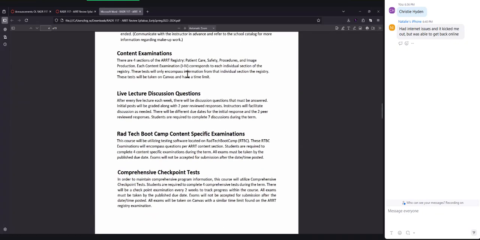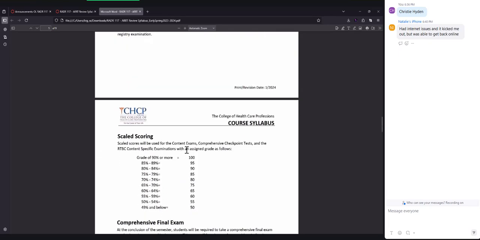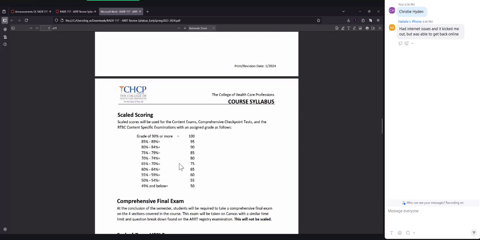These just spell out a little bit more of what I talked about for each one of the different sections. Now, for the content exams, the comprehensive checkpoint tests, except for the final, and the RadTech boot camp specific examinations are all graded on a sliding scale. So if on the first RadTech boot camp for patient care, you were to make an 82, I would go to this scale for the 80 to 84, where 82 would be there, and I would adjust your score to a 90.